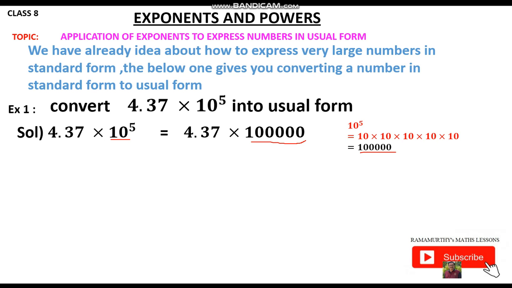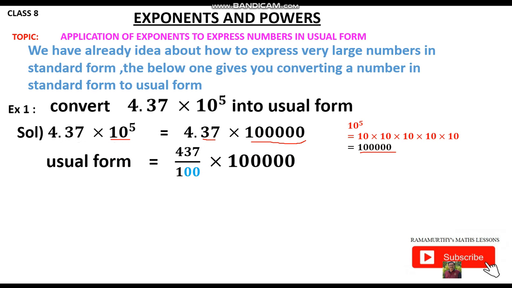4.37 has two decimal places which are non-zero numbers. So it can be written in fractional form as 437 by 100. So this 100 is cancelled like this. So the final result is like this.